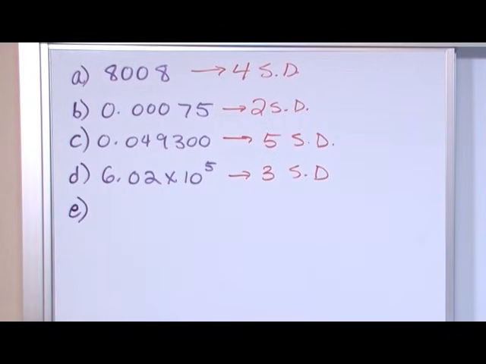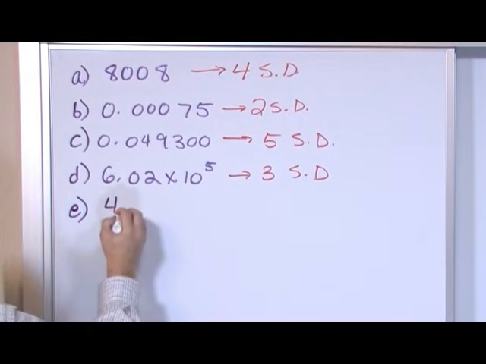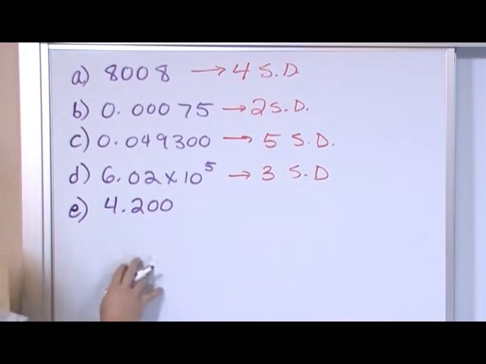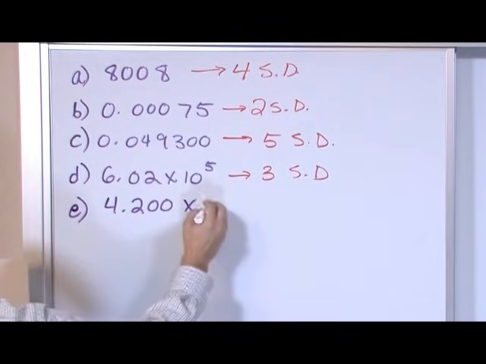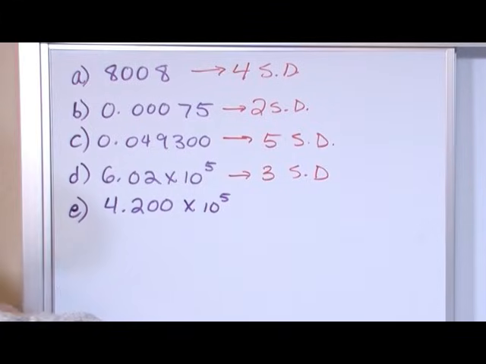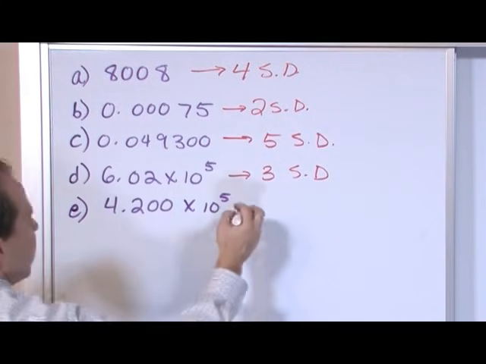Okay. E. What about 4.200 times 10 to the 5? What do I do here? Well, this counts, this counts. These are trailing zeros, so they also count. 1, 2, 3, 4 significant figures.